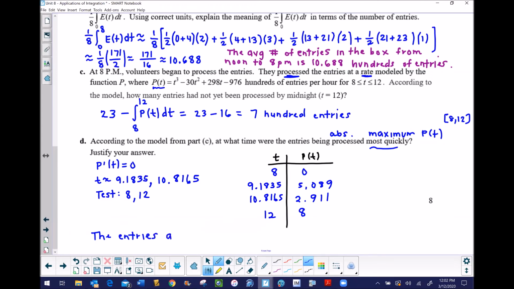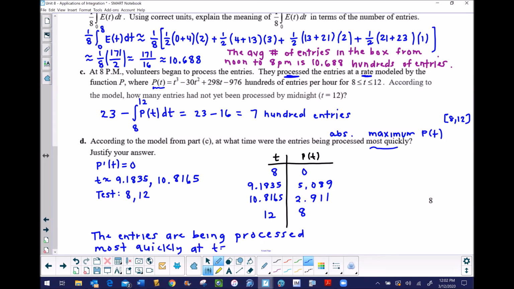are being processed most quickly, I guess, yeah. And you could say at time 12, right? At time t equal 12 hours, or you could just simply say at midnight, right?